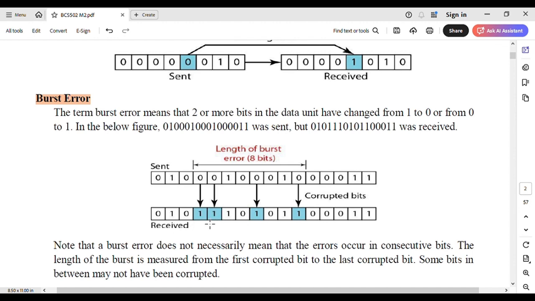You can observe 1, 2, 3, 4, there are 4 bits that have been changed. Note that burst error does not necessarily mean that errors occur in consecutive bits. The length of the burst is measured from the first corrupted bit to the last corrupted bit. So some bits between them may not have been corrupted.